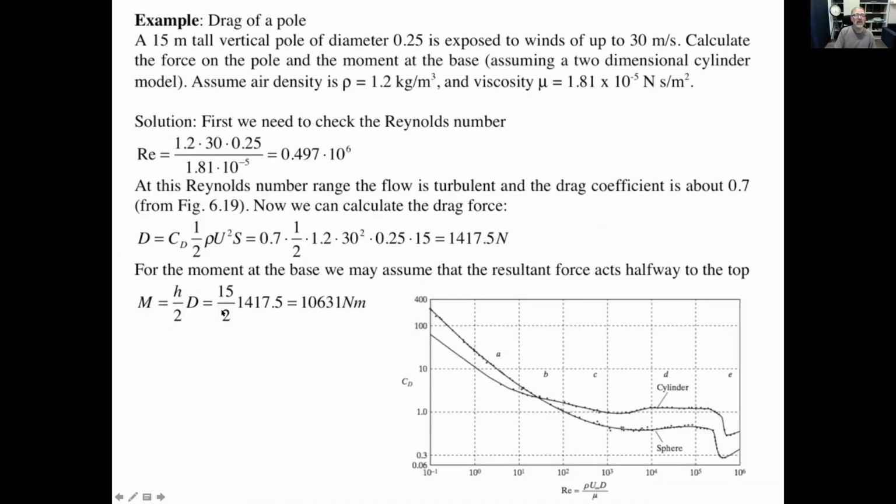Now, let's look at the pole. We have a flat pole, a cylinder standing like that. Wind is blowing. And we have the diameter, which is 0.25 meter, and the wind speed is 30, and it's 15 meter high.